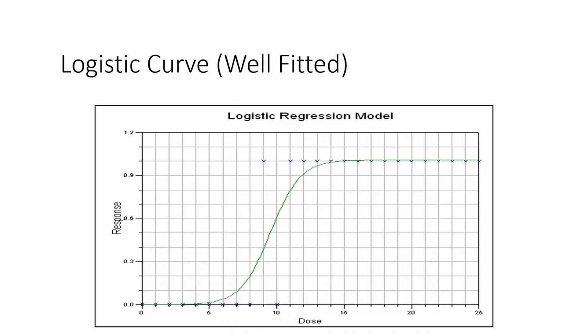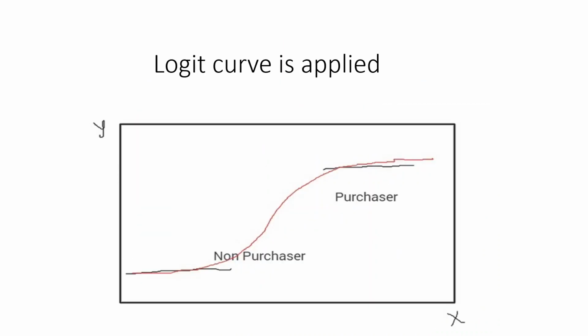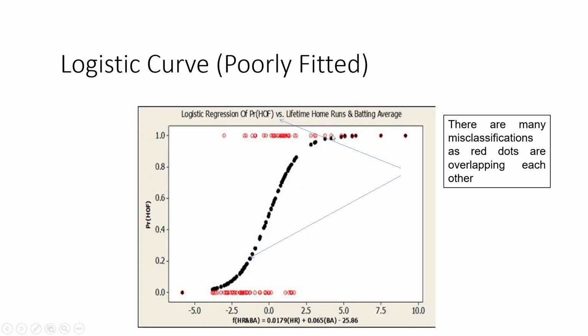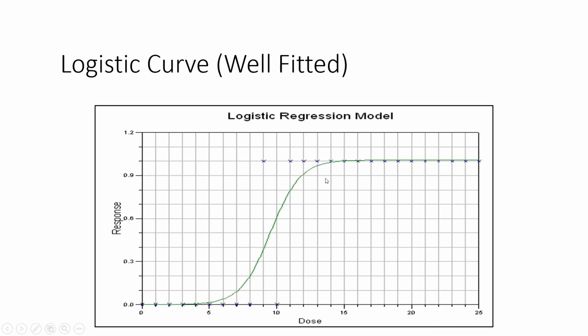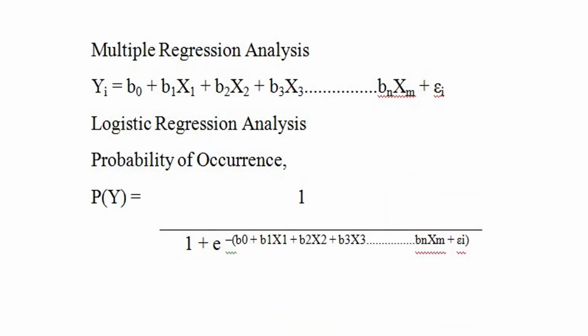Now, this is an example of a well-fitted logistic curve in which there is no overlap. See, here there is an overlap. You can see this logistic curve is not able to properly predict whether this is 1 or 0. But when I talk about this, you can say the classification has been done appropriately. Regression analysis is more used for prediction, and logistic regression is a classification technique. Discriminant analysis is also a classification technique.